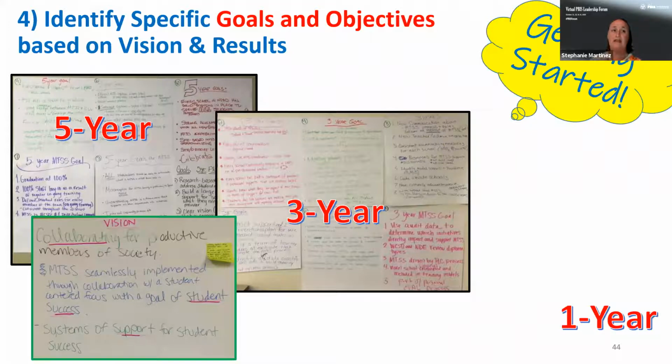And what's nice about it is then you could continue to update your stakeholders on how you are doing towards reaching that goal. So if the goal is to reduce your office discipline referrals by 5% at the end of year 1, throughout the year, you can say, this is where we were last year, this is where we are currently, and you can do that comparison to let your teams know if you're on track to meet that goal or not.